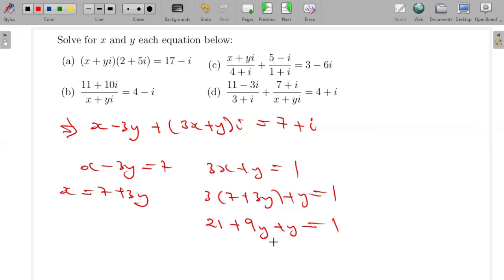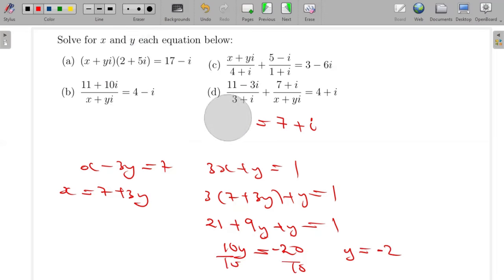So when I add this, I get 10y. I take this other side, I get -21, which just gives me, plus that 1 gives me negative 20. Divide by 10, divide by 10, I get y is equal to negative 2.